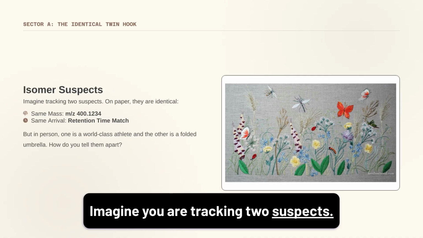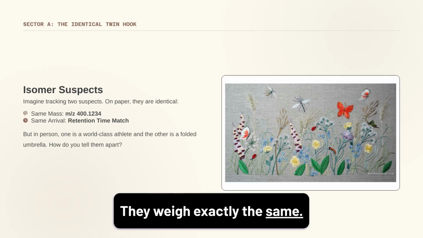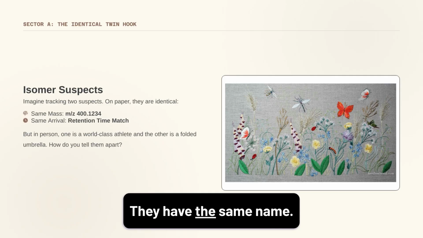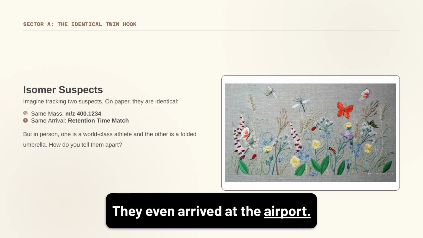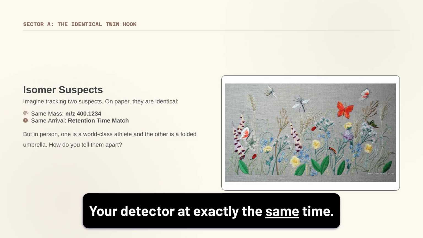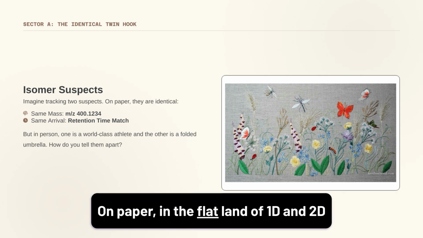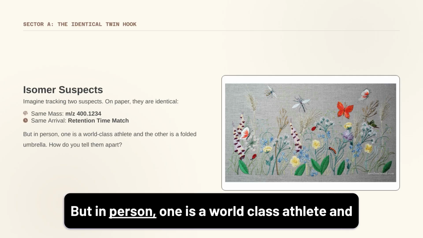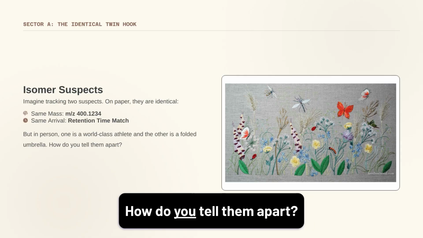Imagine you are tracking two suspects. They weigh exactly the same, M/Z 400.1234. They have the same name. They even arrived at the airport, your detector, at exactly the same time. On paper, in the flatland of 1D and 2D chromatography, they are identical. But in person, one is a world-class athlete, and the other is a folded umbrella. How do you tell them apart?